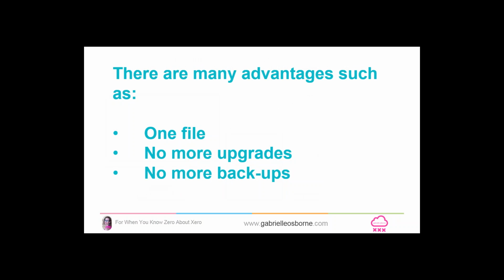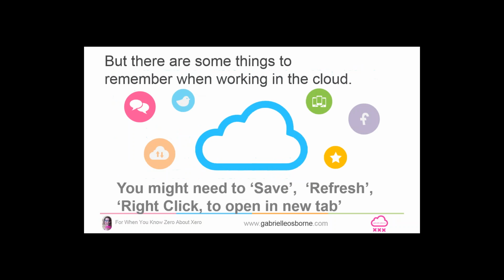There are many advantages, such as one file. With your permission, you, the business owner, the bookkeeper, and the accountant can all access the one file. There are no more upgrades, so if the superannuation guarantee percentage increases or the tax tables change, this will all happen behind the scenes. And there are no more backups.